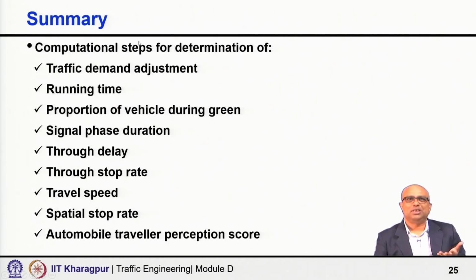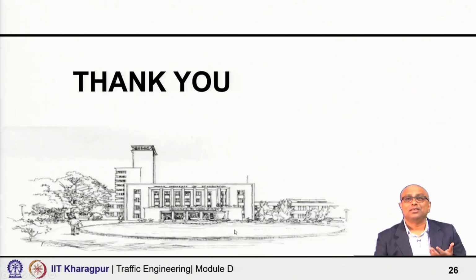So, what we discussed here are basically the computational steps for determination of LOS for a given segment: traffic demand adjustment, running time calculation, proportion of vehicles turning green, signal phase duration, through delays, through stoppage, travel speed, stop rate, and then how we can decide the LOS and also the automobile traveler perception score. So, with this I complete this lecture. Thank you so much.